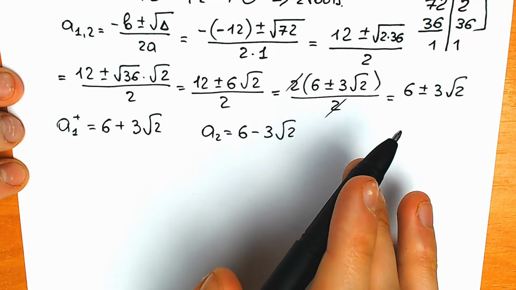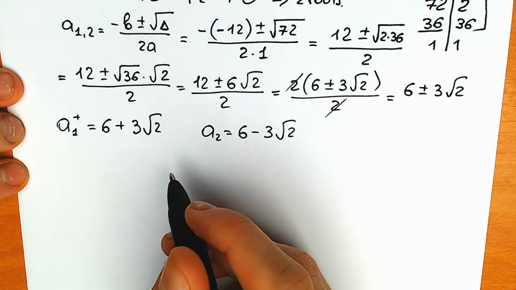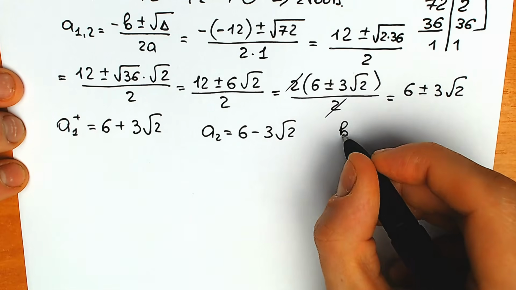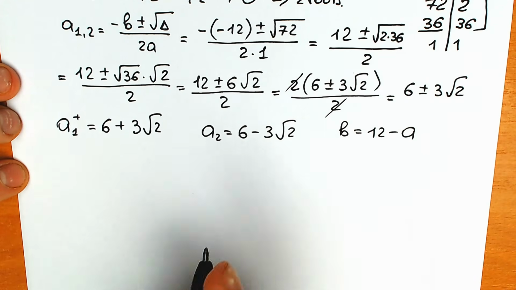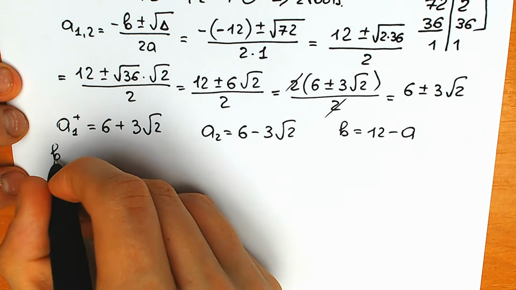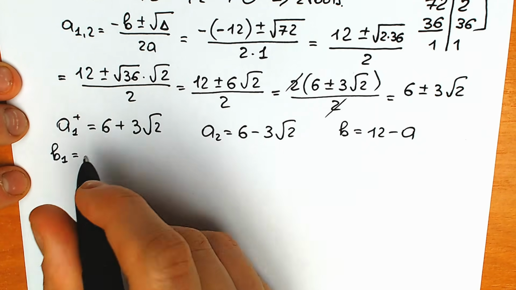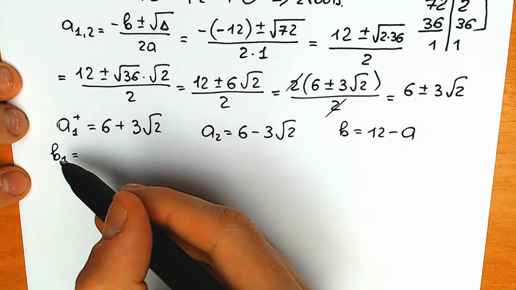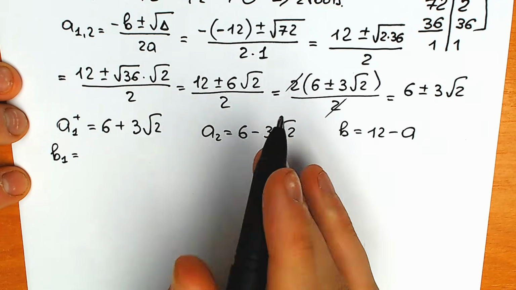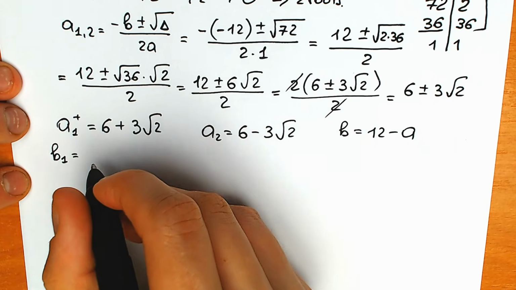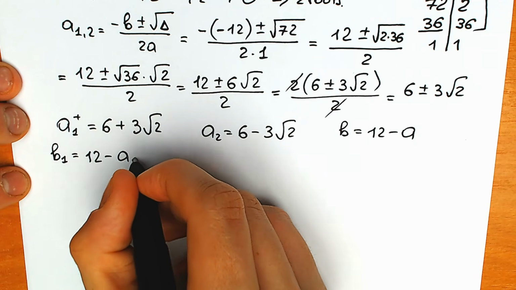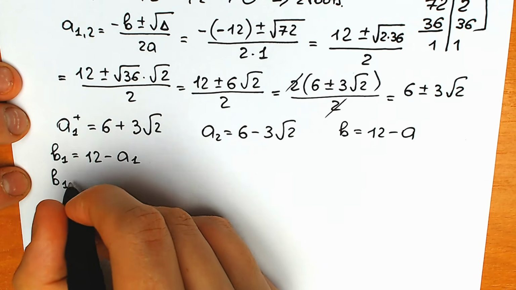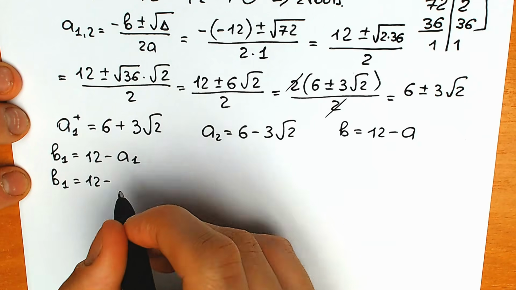But one really important moment: this is not a pair of roots, because in the beginning we had that our b equals 12 minus a. So our answer is the pair a first, b first, not a first, a second. So we need to solve it for b as well. So b first equals 12 minus a first, this one.